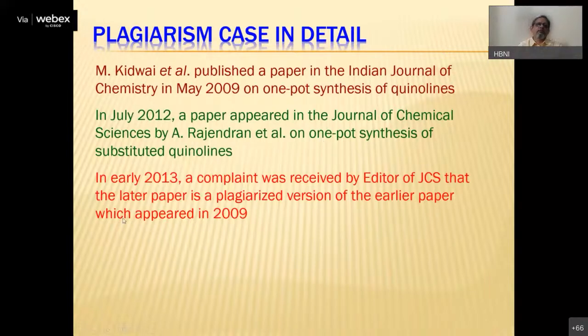Then the very next year, a complaint was received by the editor of the second journal, Journal of Chemical Sciences, JCS, that the later paper is actually a plagiarized version of the earlier paper which appeared in 2009. Then, of course, the whole action started. A committee was constituted by the journal to look into this so-called allegation that this has been plagiarized.